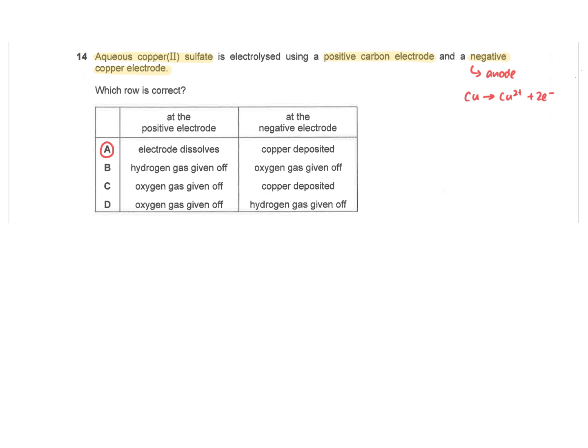At the cathode, your copper ions in solution are going to be reduced to copper metal. So that's why you have copper deposited at the negative electrode. One thing to note for electrolysis questions is that Cambridge likes to use the terms positive and negative electrodes instead of cathode and anode. So you are required to make the mental switch to know that the positive electrode is your cathode and your negative electrode is your anode.